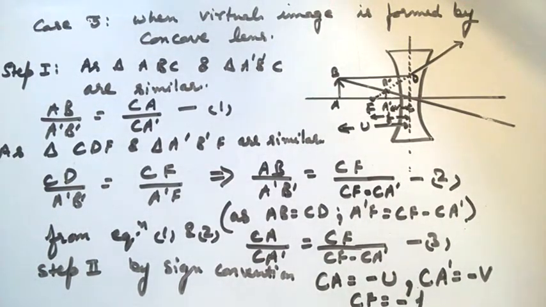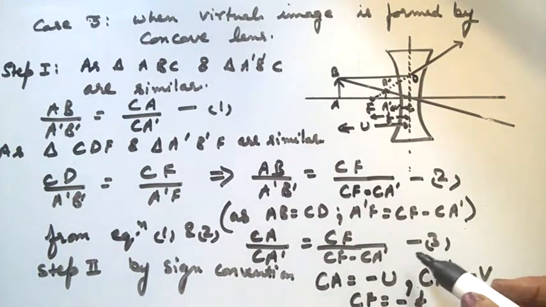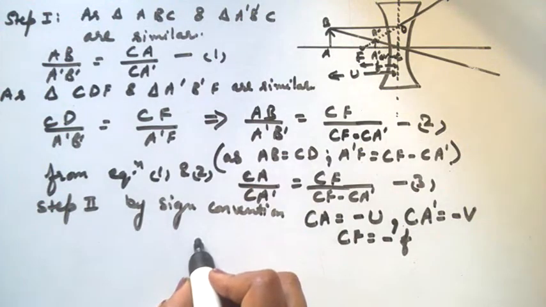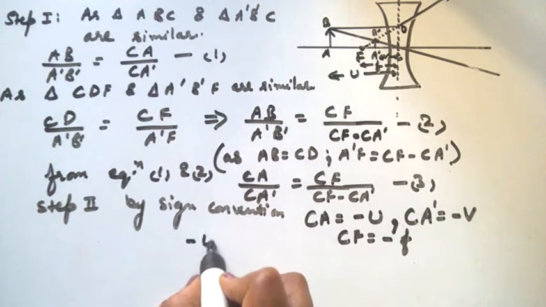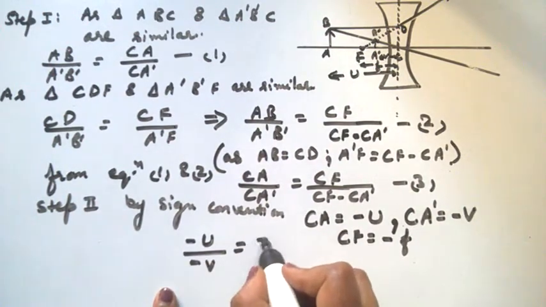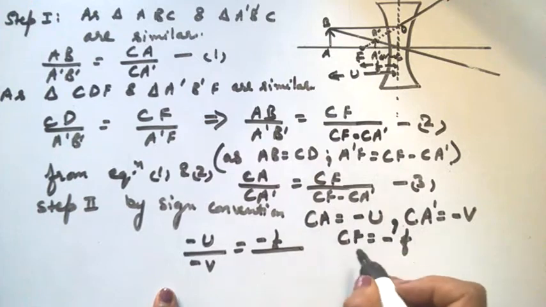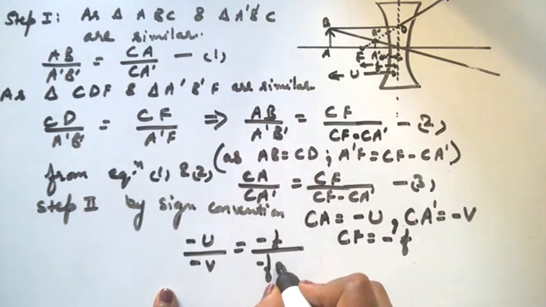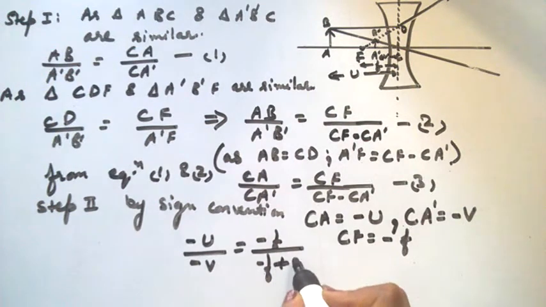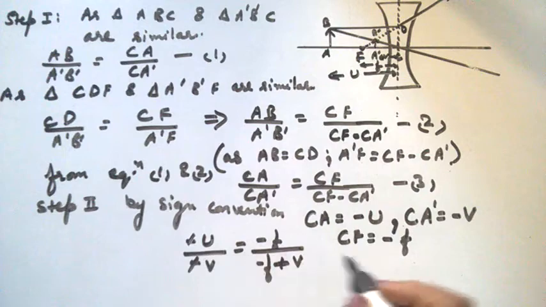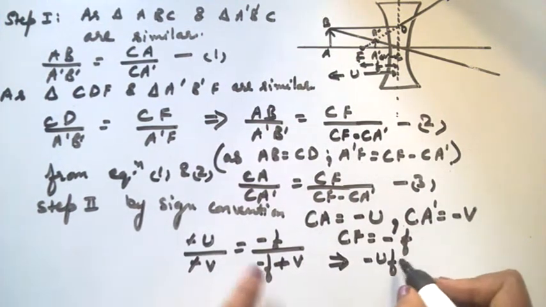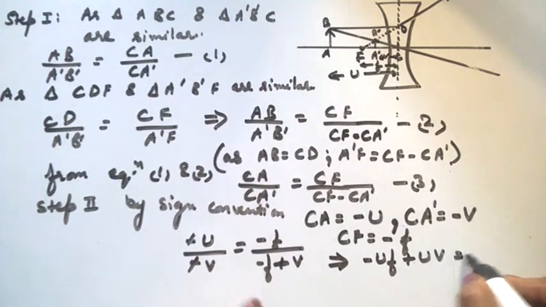Now let's substitute these values in equation number 3. We get CA is equivalent to minus U, CA dash is minus V equal to CF, that is minus F, upon CF is minus F minus CA dash, that is plus V. Or here on cross multiplying we get minus UF plus UV equal to minus VF.